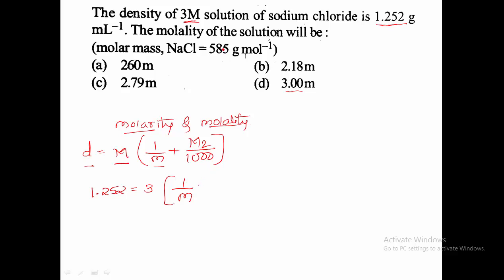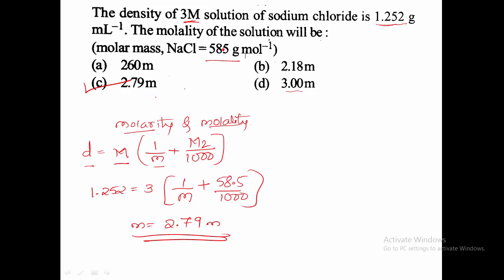So write it as it is, plus M2, the molar mass of the solute, that is 58.5 gram. So 58.5 divided by 1000. Upon simplification, what will you get? You will get 2.79 molal solution. So this is the molality of the solution. So which option is right here? Option C is the right answer.